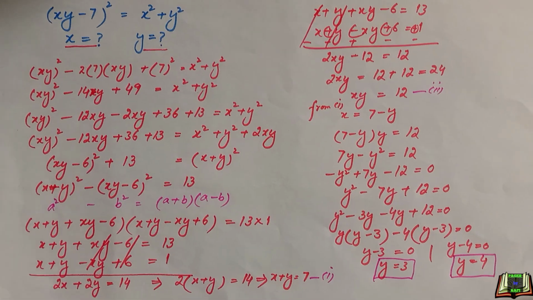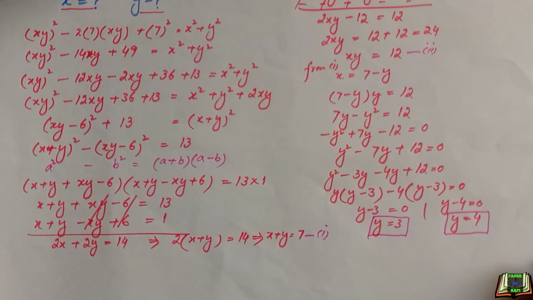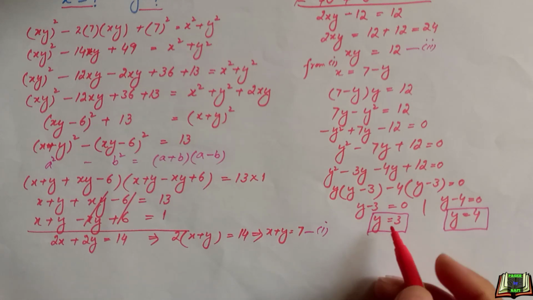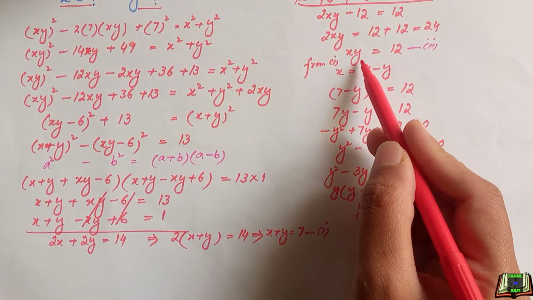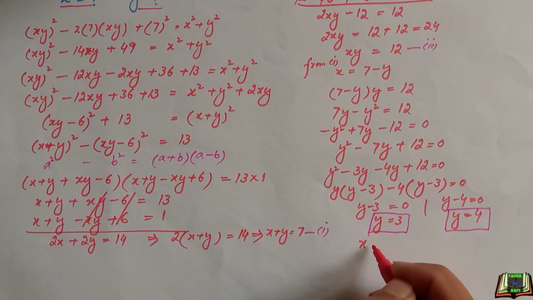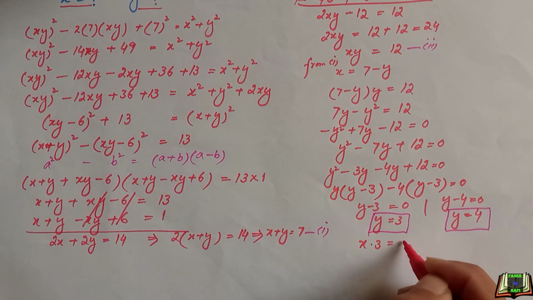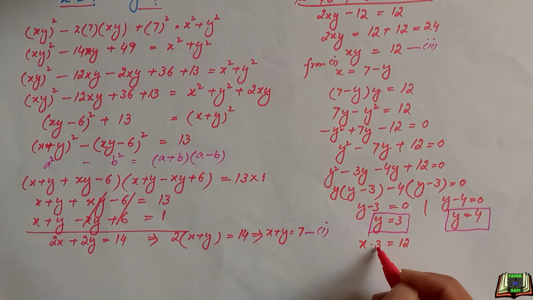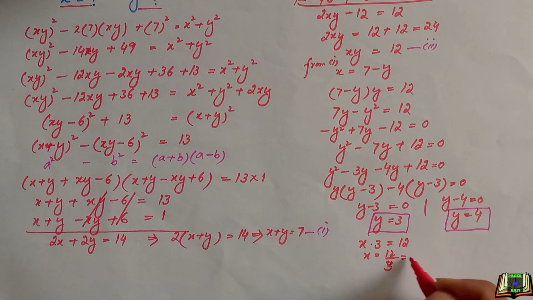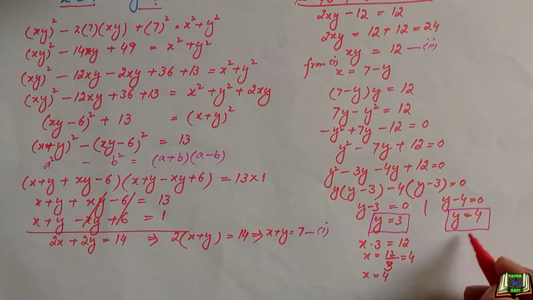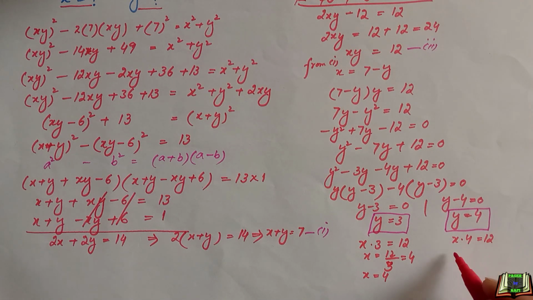Using these two values of y, we can easily get the values of x. So we are going to put these values in equation 2. First we will put y as 3. So x times 3 is equal to 12, dividing both sides by 3, x is equal to 12 divided by 3, which is equal to 4. One value of x is equal to 4. Now we are going to put y equal to 4. Dividing both sides by 4, x is equal to 12 divided by 4, so x will be 3.